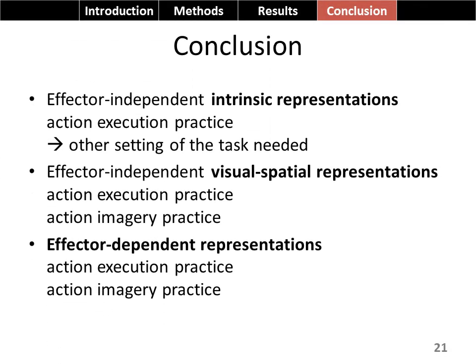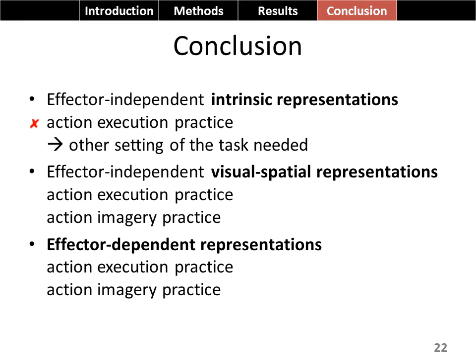Finally, we did not observe improvements in the mirror sequence that would have gone beyond the improvements of the different sequence. Hence, effector-independent intrinsic representations were not observed at all, which means not even after action execution practice. Maybe other types of tasks that are more body-centered may lead to such representations.